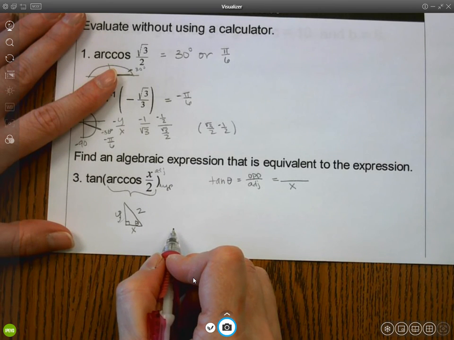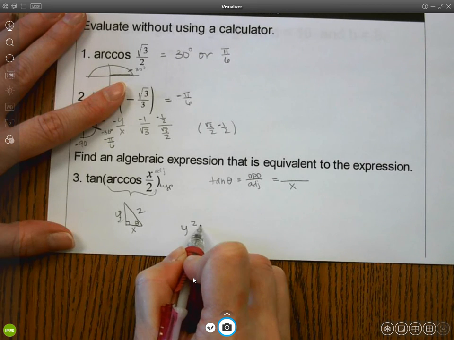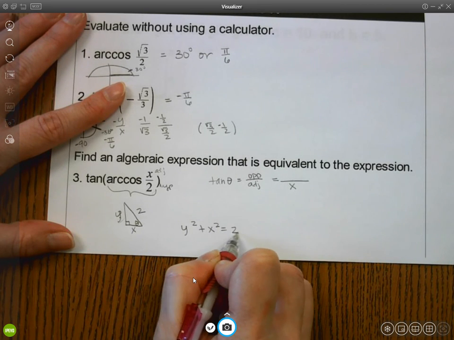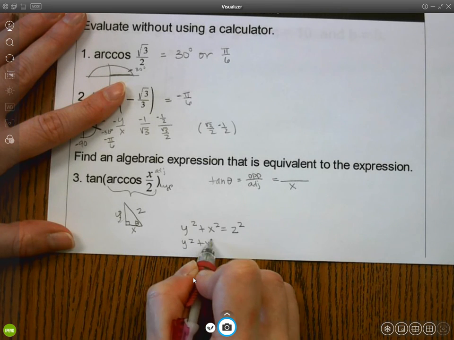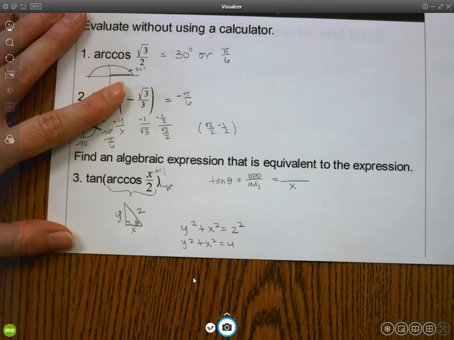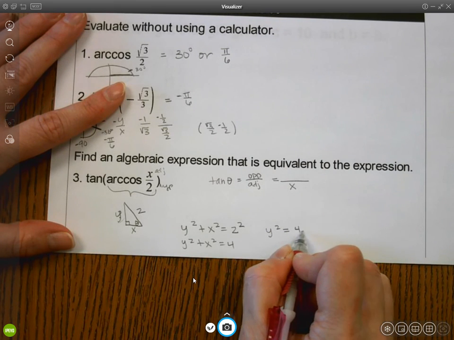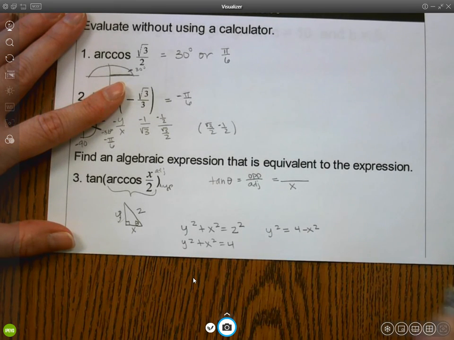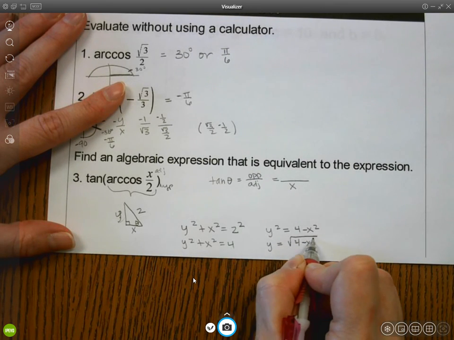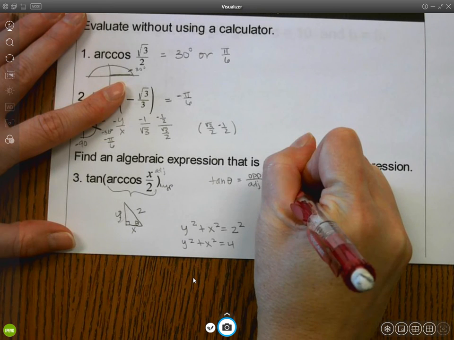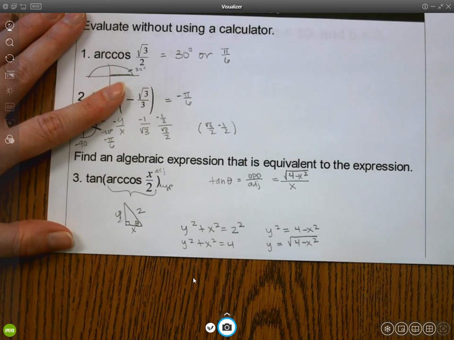Then I'm going to say y squared plus x squared equals 2 squared. So y squared plus x squared equals 4. Well, to get y by itself, I have to subtract the x squared to the other side. So 4 minus x squared is what I have. Then we're going to take the square root. So this would be what goes on top, that ugly little expression that we just got, that square root thing.